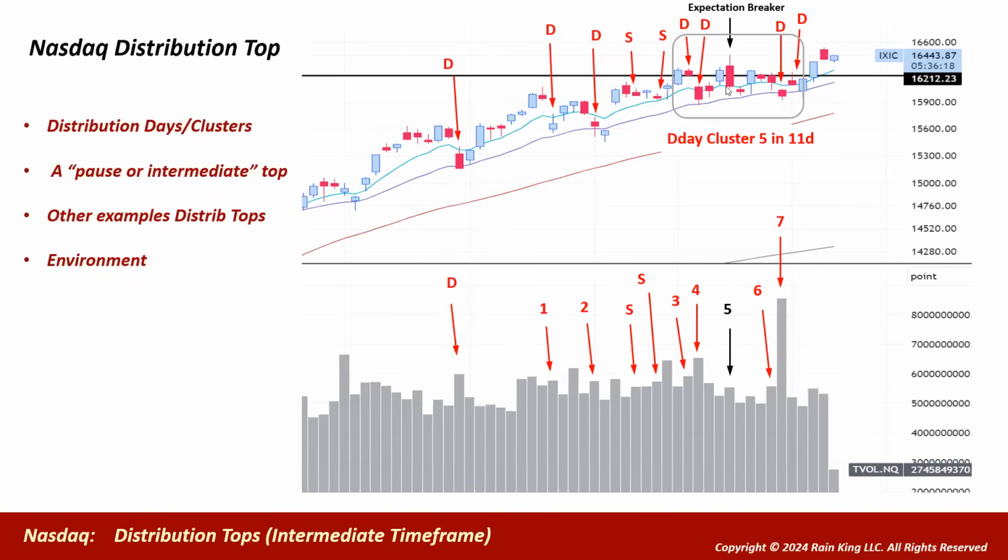Then you can see here the market tries to make a new high and reversed. This is really the expectation breaker that we had 2 weeks ago. I think it was Friday. This is the expectation breaker. We thought this market was going to continue higher, and it didn't. So that's a real caution sign that maybe you could look at the distribution that's occurring.